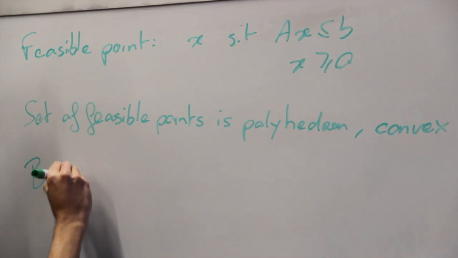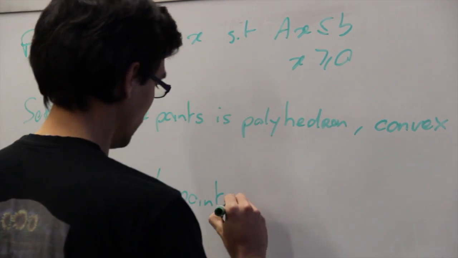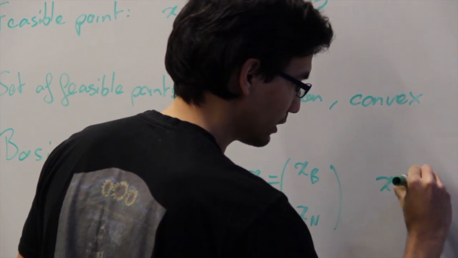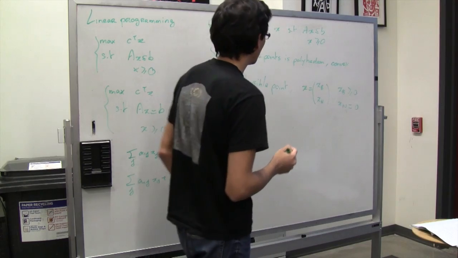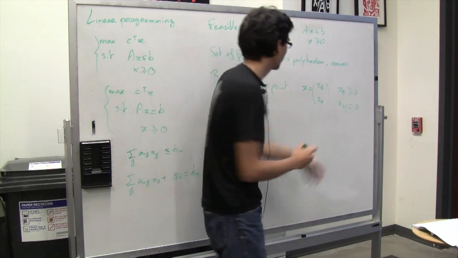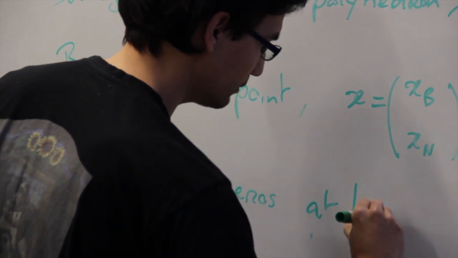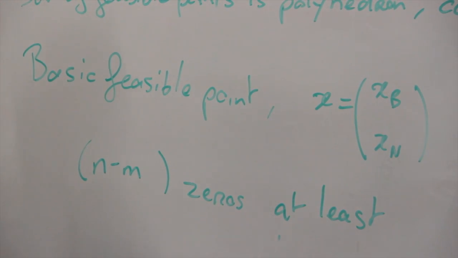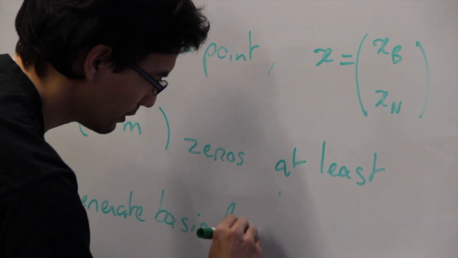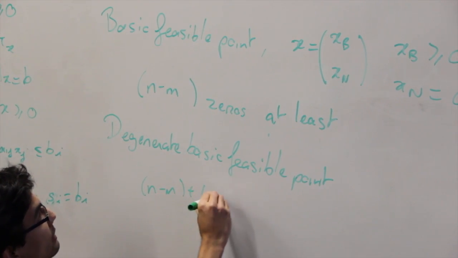A basic feasible point is a point such that you can write it x equals xb, xn, where, if the dimension of your space is n and the number of constraints is m, A is of rank m, you can have n minus m zeros, at least. And you would call it a degenerate basic feasible point if you have n minus m plus 1 zeros, at least.